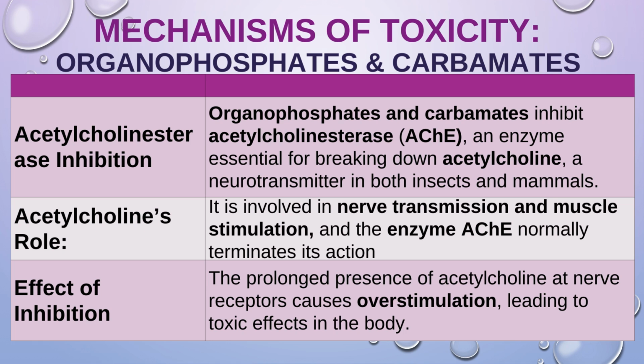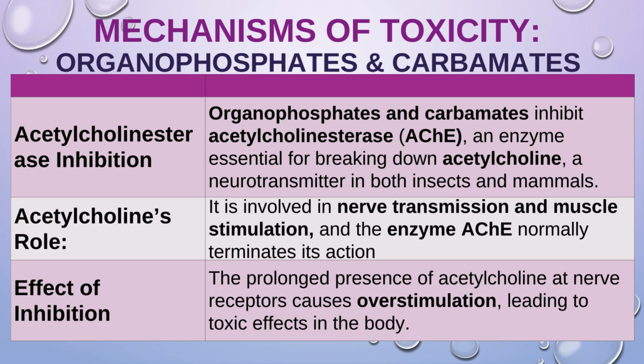So mechanisms of toxicity for organophosphates and carbamates. So we have the acetylcholinesterase inhibition. So we have organophosphates or carbamates. They block acetylcholinesterase. And what is acetylcholinesterase? This is an enzyme that is needed for acetylcholine to be broken down. And acetylcholine is a neurotransmitter in both insects and mammals.